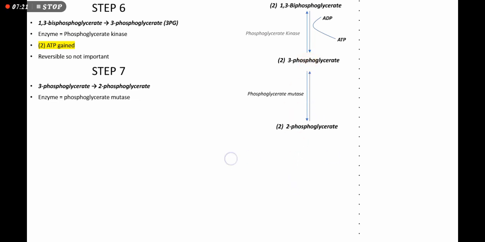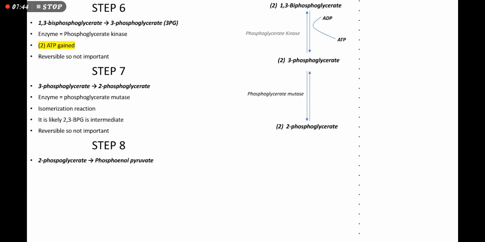What is important is that the enzyme is phosphoglycerate 2 mutase. This is an isomerization reaction, and it is most likely that 2,3-BPG, that is 2,3-biphosphoglycerate, is an intermediate in this reaction. This is a reversible reaction, so it is of no importance. Step number 8: 2-phosphoglycerate is converted to phosphoenolpyruvate.